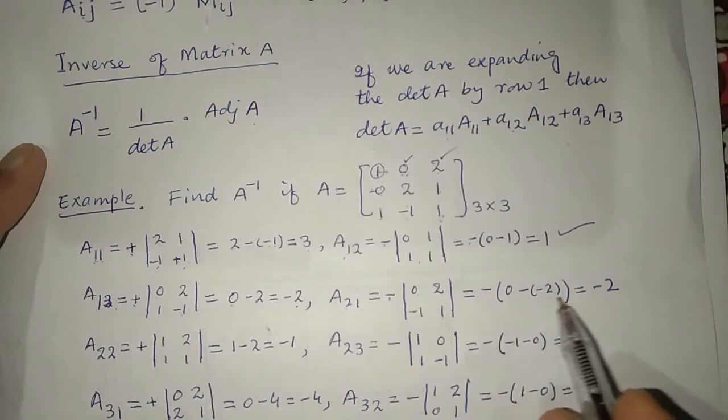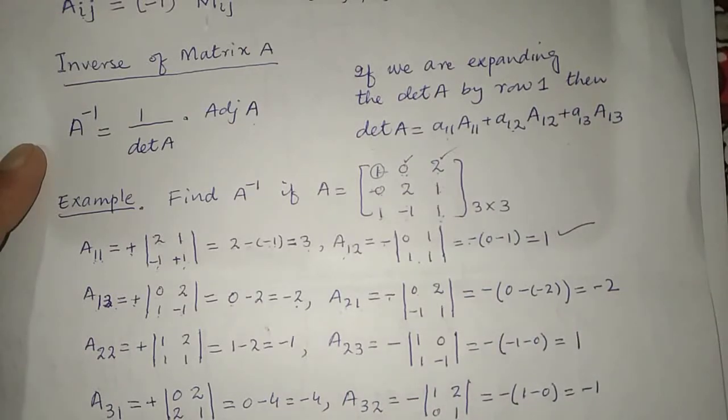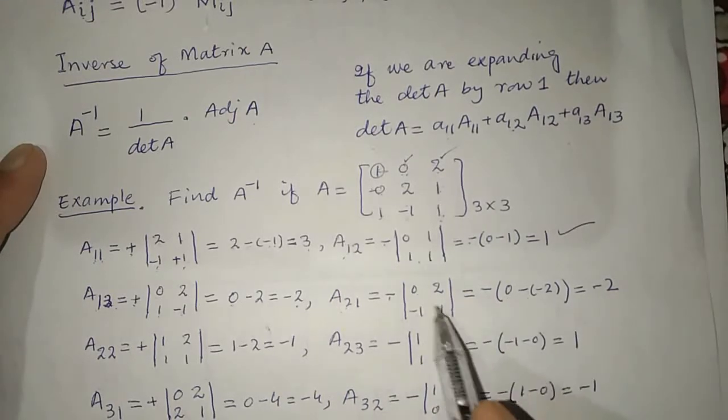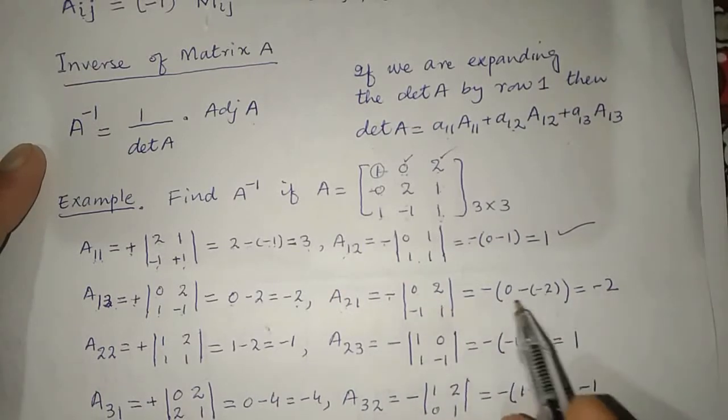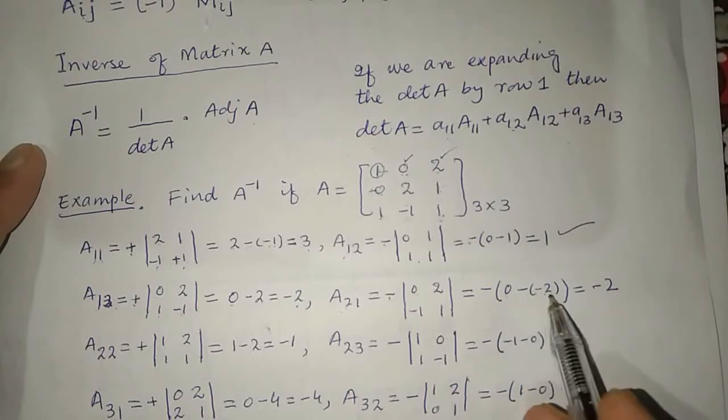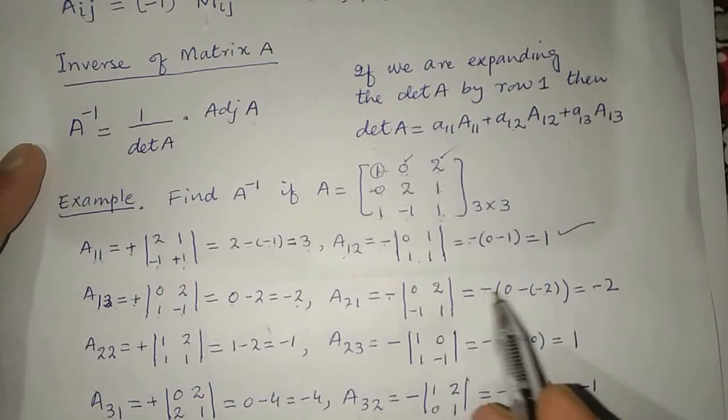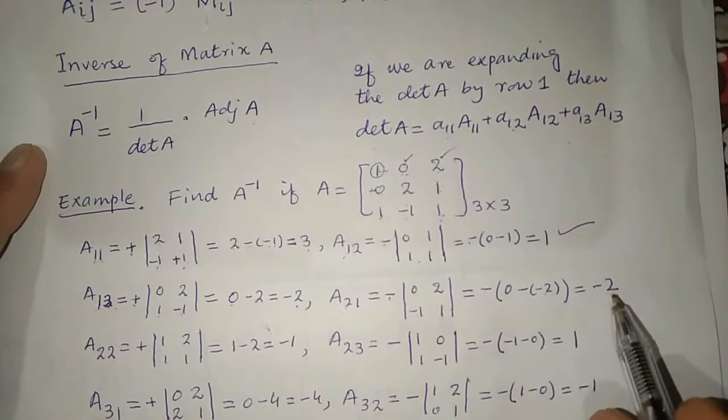So minus, and 0 minus 0 into 1, 0 minus 2 into minus 1, minus 2. So 0 minus minus 2, 0 plus 2, 2. So minus into 2 is minus 2.